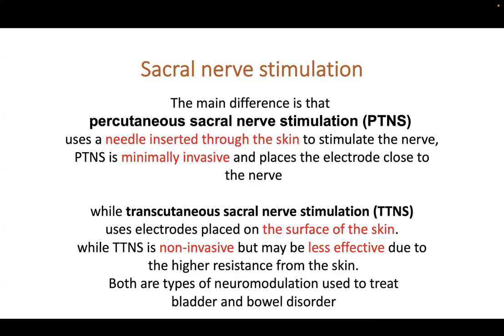So what is the main difference between percutaneous and transcutaneous sacral nerve stimulation? In percutaneous sacral nerve stimulation, the needle is inserted through the skin, meaning after opening the skin, giving an incision, it's minimally invasive, and the device is inserted subcutaneously. However, transcutaneous is placed over the skin, so it is non-invasive but less effective. The percutaneous sacral nerve stimulation is more effective and minimally invasive.